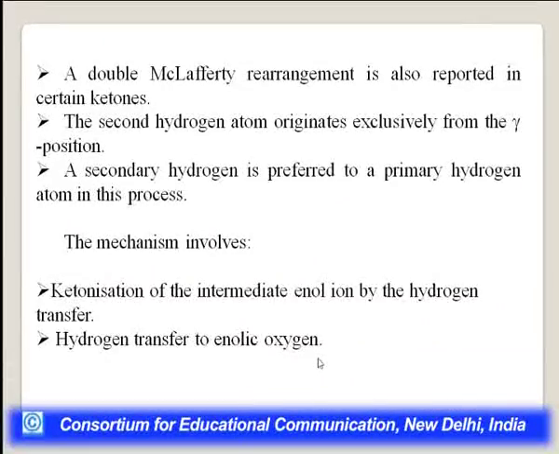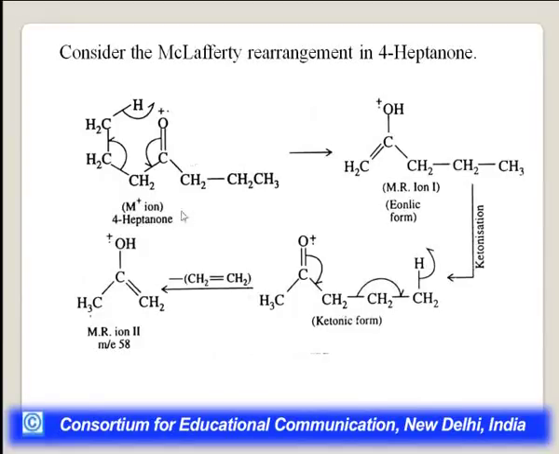To the enol oxygen. Here you can see this is a ketone, simply 4-heptanone. How the McLafferty rearrangement takes place, you can see from here. This is the gamma hydrogen and here the molecule breaks from the beta bond, and this is the fragment ion. And you can see it is in enolic form because the enol is here. Now the keto-enol tautomerism will take place by the transfer of this hydrogen to this carbon. So you can see the enolic form as well as the ketonic form.